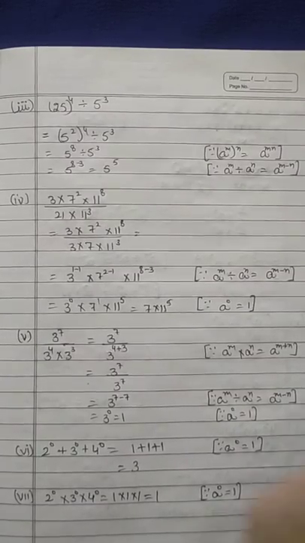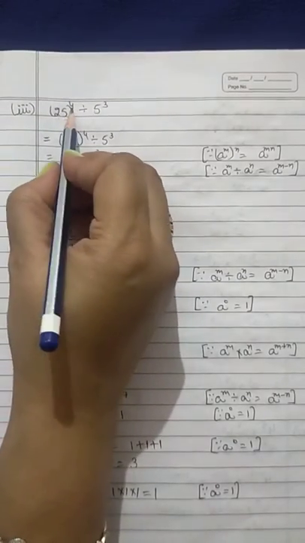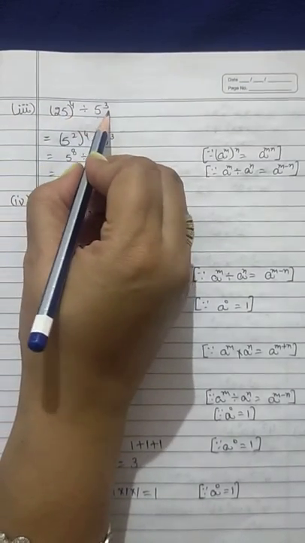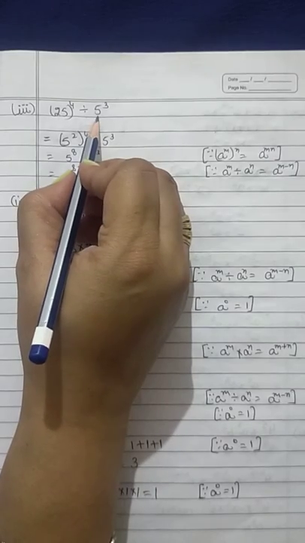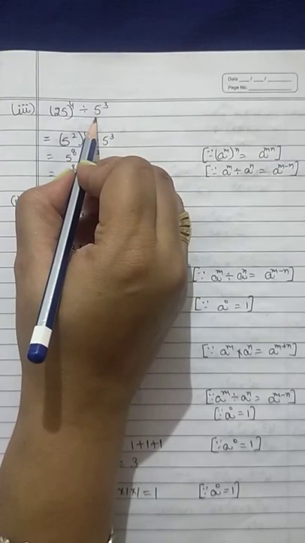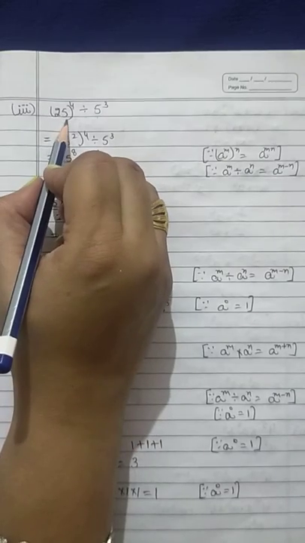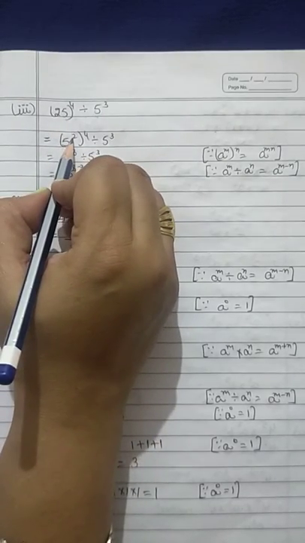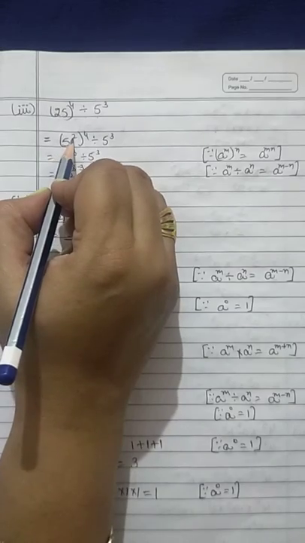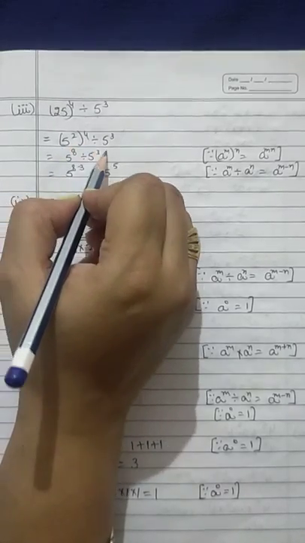Now let's come to the next part. Third part, we are having 25 raised to power 4, division sign 5 raised to power 3. Now you can see here, it is 5 raised to power 3 and this 5 is a prime number. But here 25 is not a prime number. So what we'll do here, 25 can be written as 5 raised to power 2. So write here 25 as 5 raised to power 2 into 4 power, division 5 raised to power 3.